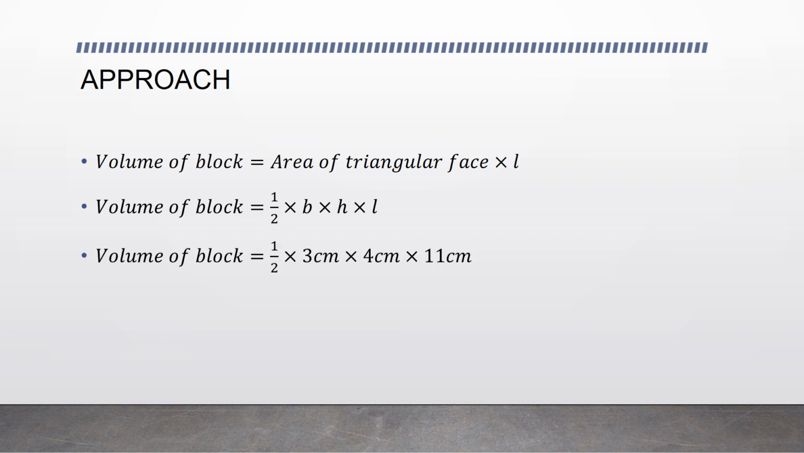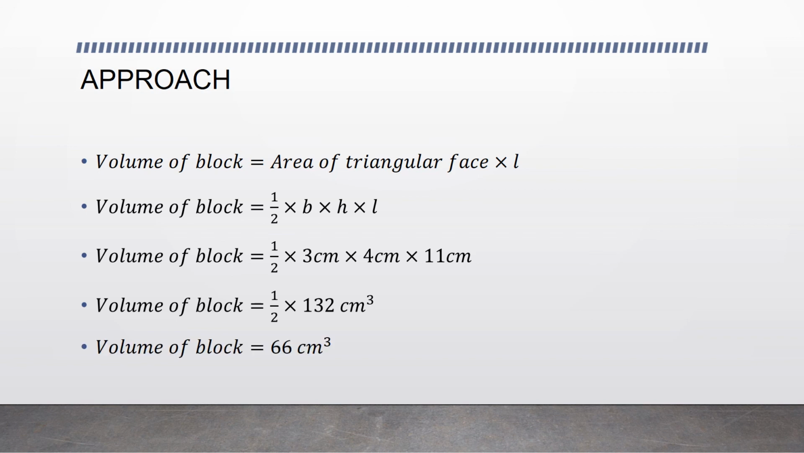So in substituting, it is half times 3 centimeters times 4 centimeters times 11 centimeters. That will give you the volume of the block. All I did was to find the product of 3 centimeters, 4 centimeters, and 11 centimeters. That gave 132 cubic centimeters. In order to find the volume of the block, we'll find half of that amount. That will give us 66 cubic centimeters.